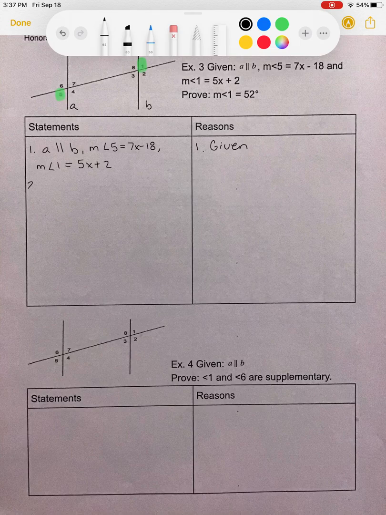We know that the measure of angle 1 should equal the measure of angle 5. And the reason is alternate exterior angle theorem. Okay, so now we're going to do substitution and plug in the numbers that are given. So we have angle 1 is 5x plus 2. Angle 5 is 7x minus 18.